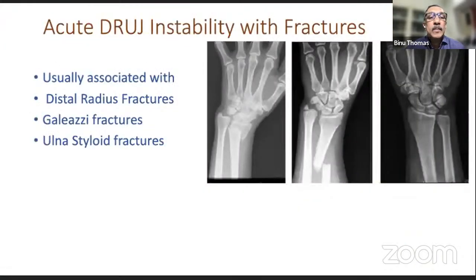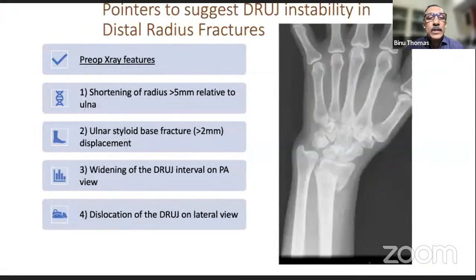Now, many times instability is associated with fractures such as this. Everybody knows distal radius fractures, Galeazzi and styloid fractures. So there are some pointers on the X-ray to suggest a DRUJ instability. That is shortening of more than 5 millimeters relative to the ulna, styloid base fractures which are displaced more than 2 millimeters. So whenever you see these on the X-rays, you make sure that the DRUJ is examined, and if unstable, appropriate treatment is done. Then widening of the DRUJ interval and dislocation on the lateral view. So these are the signs you look for in a distal radius fracture.